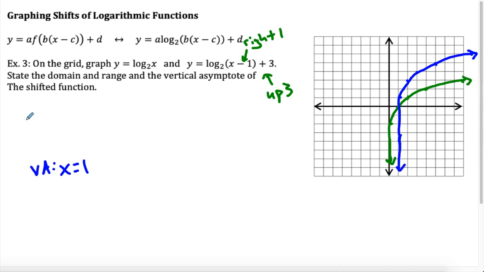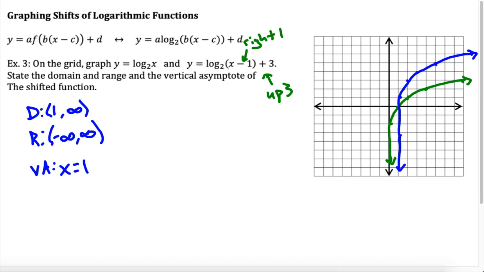All right, then the domain and range. If the old domain was 0 to infinity and we shifted to the right one, my new domain is going to be 1 to infinity. The range then is not going to change. The range is still going to be negative infinity to positive infinity because the range is all of the y values that we reach. Okay?